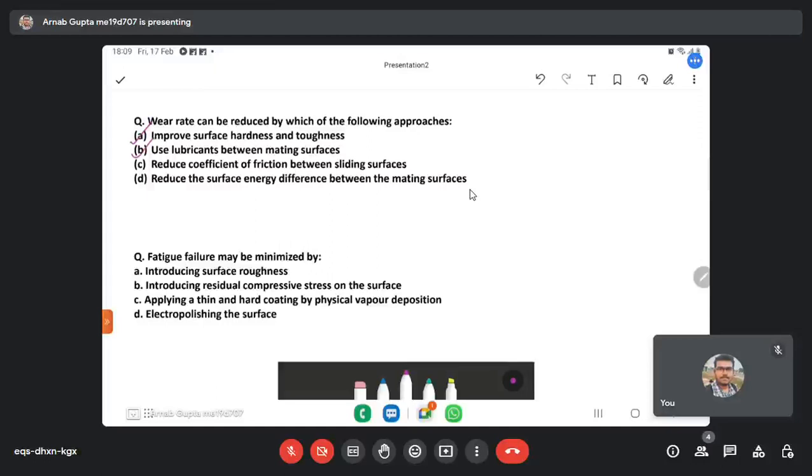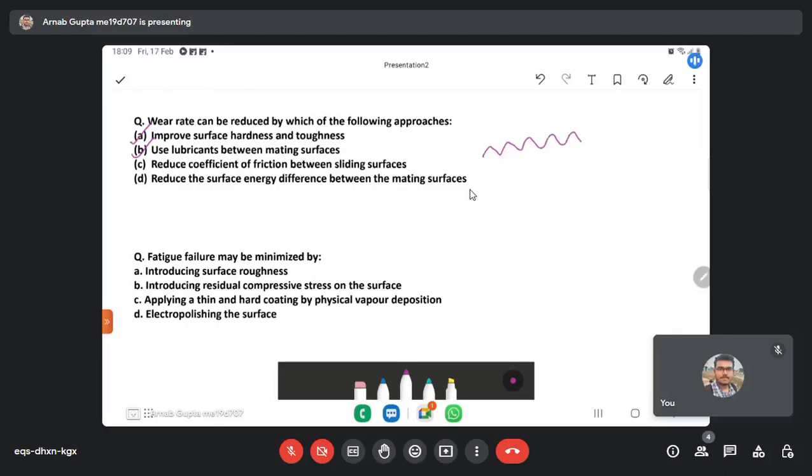Reduce the coefficient of friction between sliding surfaces. Yes, we can change the topography of the surface, and that may help us in reducing the coefficient of friction. Like in the last class we discussed, often we do laser surface texturing in order to reduce the contact area between the sliding surfaces.